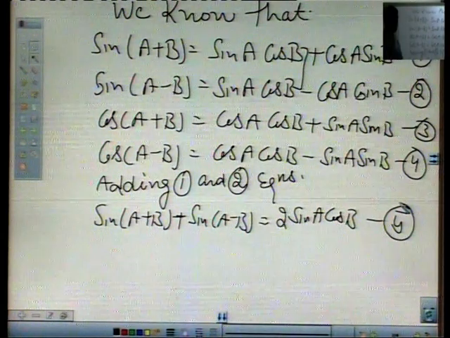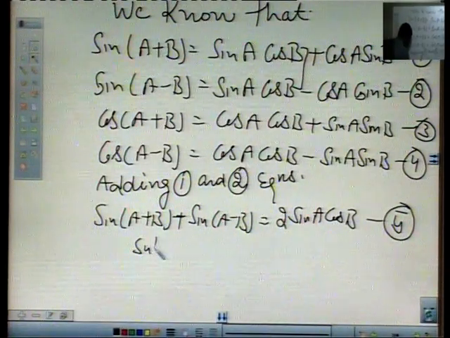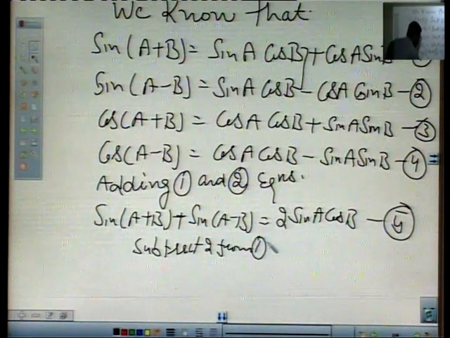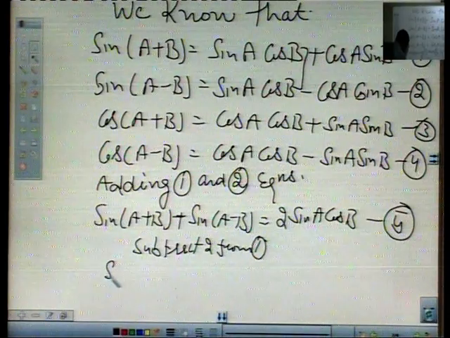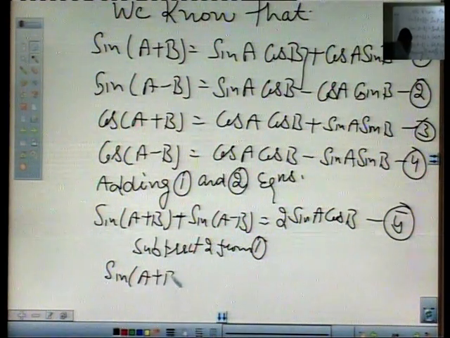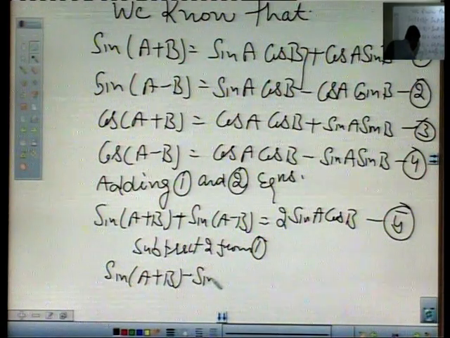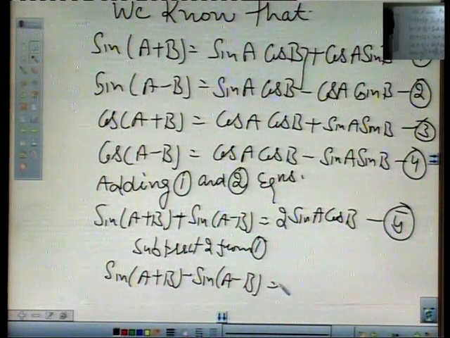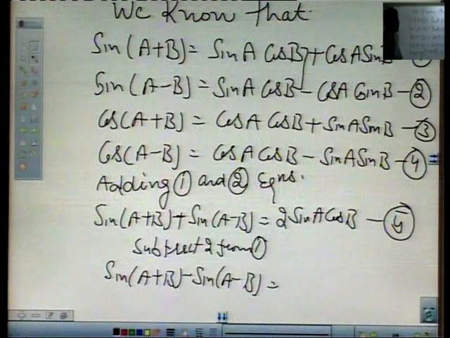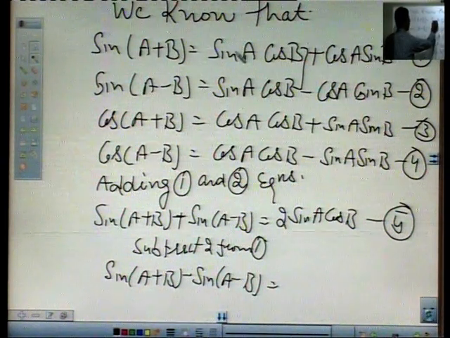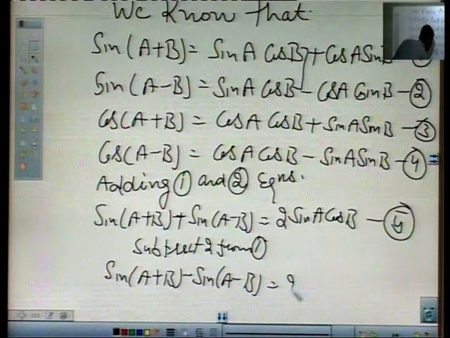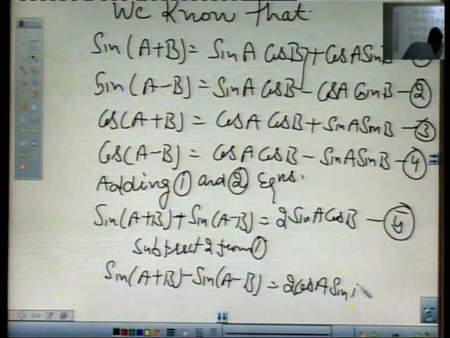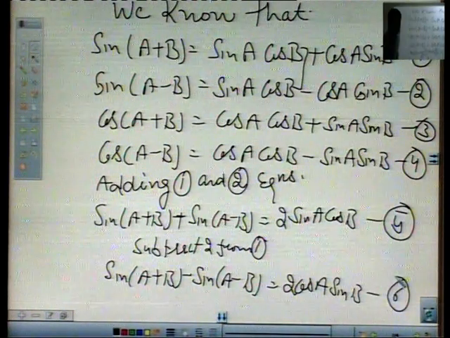Now, if we subtract 2 from 1, we have sine of A plus B minus sine of A minus B on the left hand side, and on the right hand side this sine A cos B will get cancelled with this sine A cos B, and we have 2 times cos of A sine of B. Let this equation be number 6.